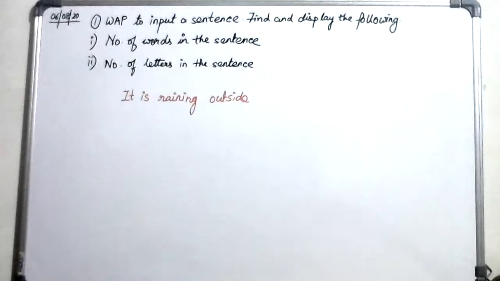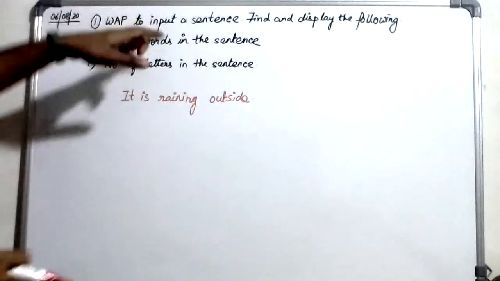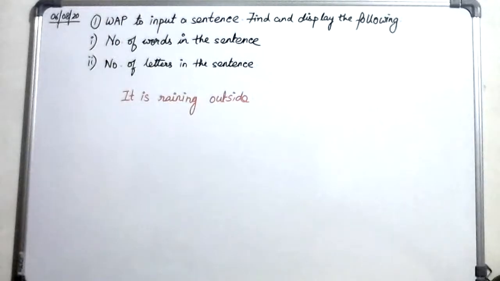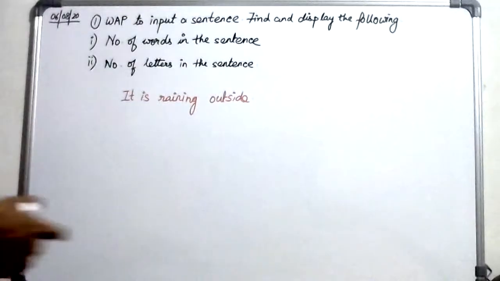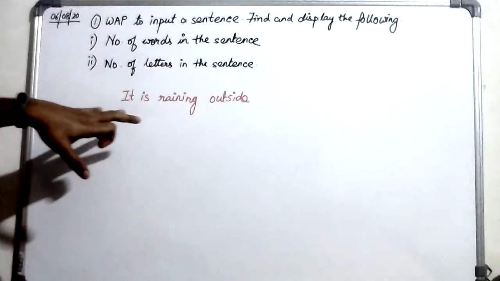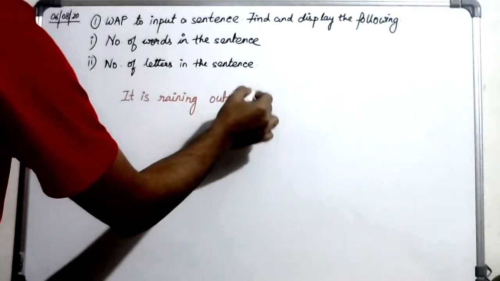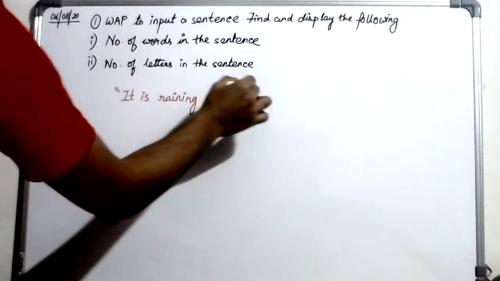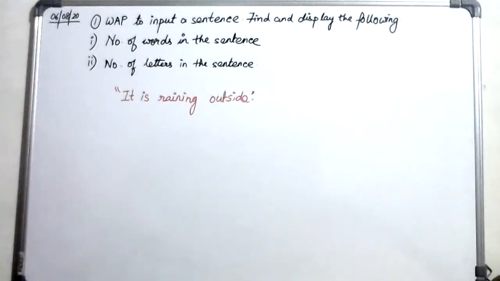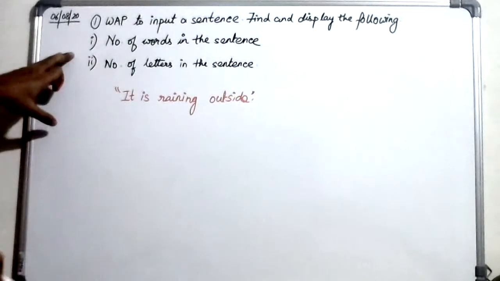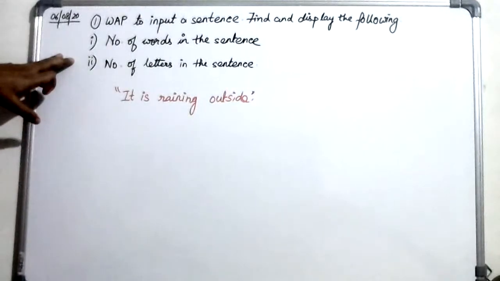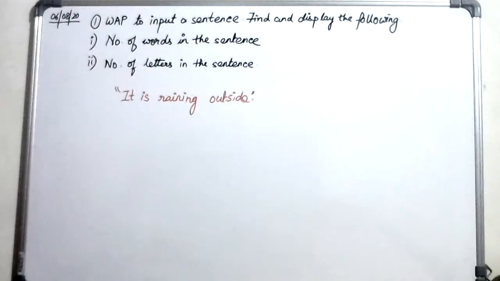This is an example of a sentence. We are going to take input from the user, but here we are considering a predefined sentence. So let's see how we are going to apply our functions. As you can see, this is a sentence, so essentially it will be enclosed in double quotes when we specify it. Also take a look at the question. They have asked you to find the number of words in the sentence, and the number of letters. So let's first start with the first portion of the question.